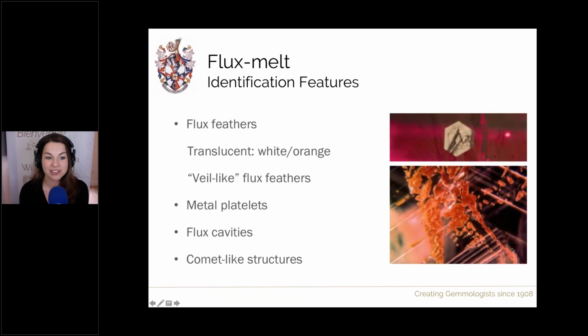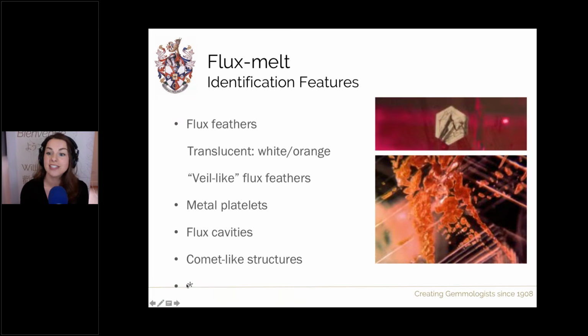Now, when it comes to identification for these stones, you should never rely on just one feature, really. It's good to see a combination of these features together. Flux feathers, though, are pretty diagnostic. And then you'll also look for other features such as good color, good clarity, apart from these features, and a lack of natural features.